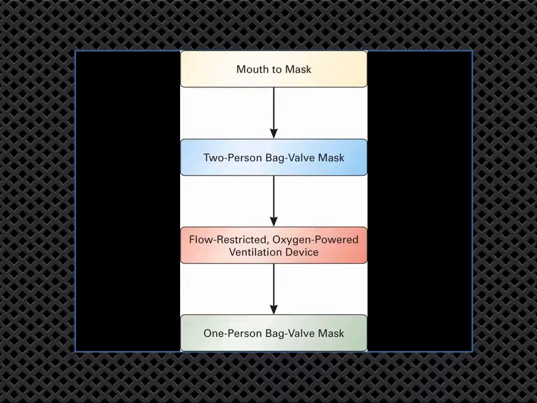If you have two people, you have a bag valve mask. You have one person making a seal with the mask onto the face, and you have another person squeezing the bag, delivering the breath. That's the next preferred. Next is the flow restricted oxygen-powered ventilation device, and we'll talk about what that looks like in a minute. And then finally, if you don't have those other three, is one person BVM.